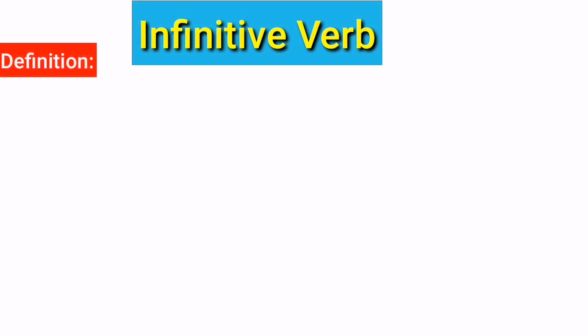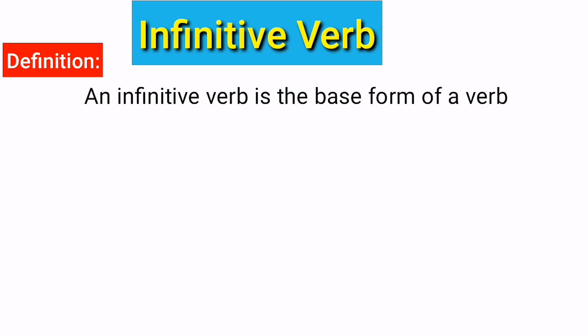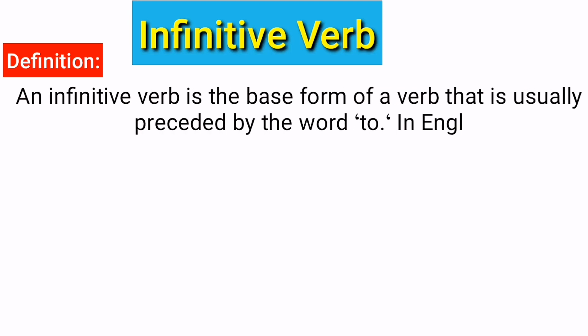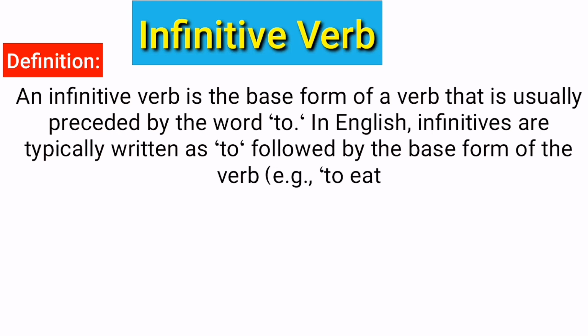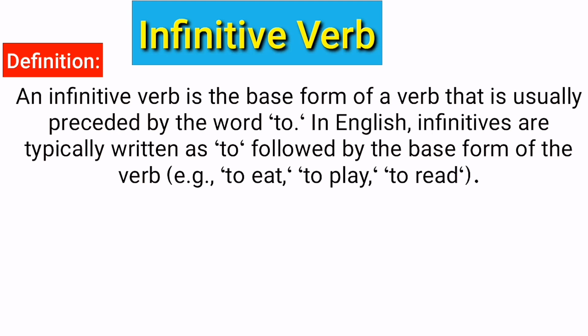Infinitive verb. An infinitive verb is the base form of a verb that is usually preceded by the word to. In English, infinitives are typically written as to followed by the base form of the verb, for example, to eat, to play, to read. Infinitives can function as nouns, adjectives, or adverbs in a sentence.